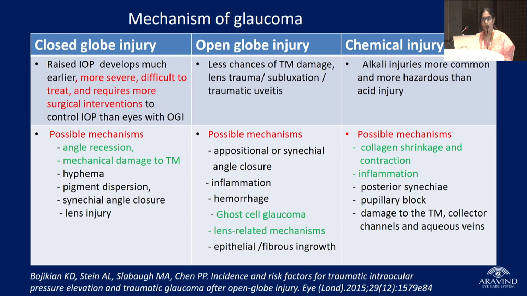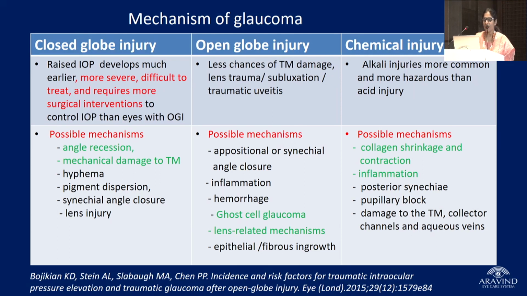So the mechanism of glaucoma could vary according to the type of injury. It could be because of a closed globe injury, open globe injury, or chemical injury. Amongst these, the closed globe injury is the most severe one, and it is often difficult to treat, and it requires definitely a surgical intervention. So what is the mechanism of glaucoma in these closed globe injuries? It is mostly because of angle recession or a mechanical damage to the trabecular meshwork. Whereas in open globe injury, there are less chances of trabecular damage. However, it is because of a lens trauma, lens subluxation, or induced uveitis. So here it is because of lens-related mechanisms. So we'll have to tackle the lens.